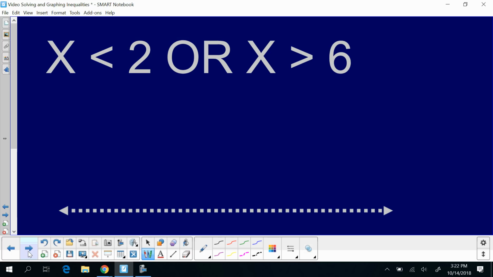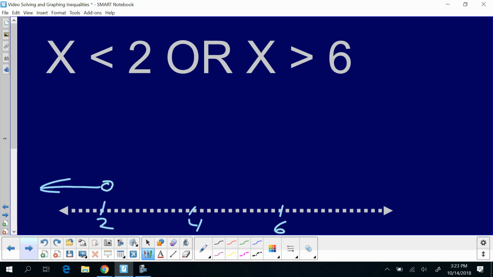Next question, x is less than 2 or x is greater than 6. Well, here's 2, here's 4, here's 6. X is less than 2. The numbers that are less than 2, 2 is not less than 2. So it's an open circle. 1 and 99/100 is less than 2.